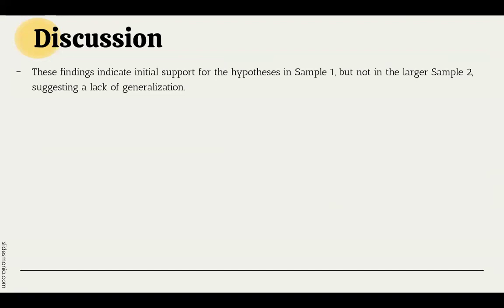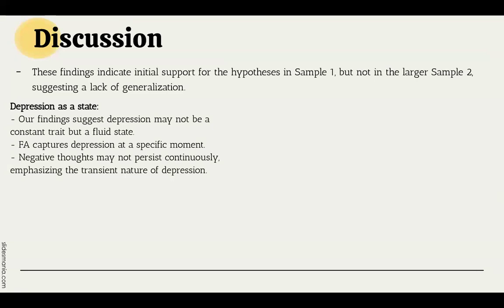And some of the reasons why we found this may be, for example, the nature of depression, which can be looked at as a state or a trait. But I think that our findings suggest that depression may not be a constant trait, but rather a fluid state, because free association captures depression at a specific moment. For example, if you look at a participant on a Tuesday morning at 8 a.m., they might not show depression in their spontaneous thoughts. But what if you look at them on a Wednesday at 3 p.m., for example? They might show depression in their spontaneous thoughts, which means that these negative thoughts may not persist continuously, which emphasizes the transient nature of depression.